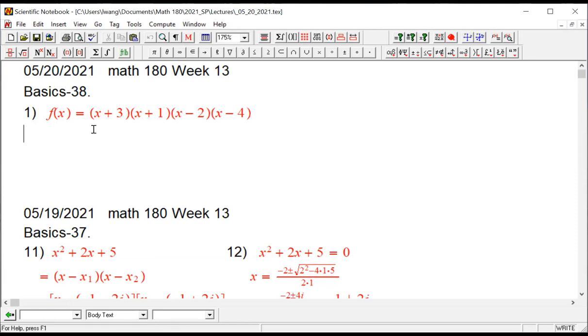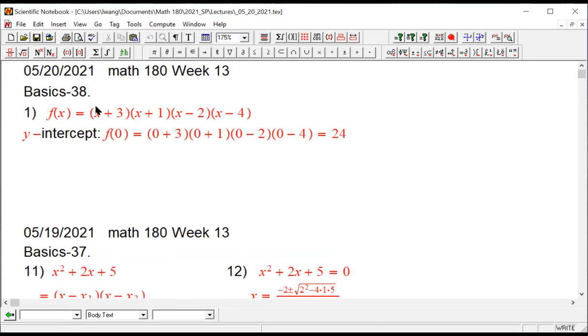So to sketch, we can find the y-intercept. For the y-intercept, we just have to plug in x equals 0. So this is 0, 0, 0, 0, and calculating, we get 24. That's where the curve crosses the y-axis. How about the x-intercepts? For the x-intercepts, we're setting f of x equals 0.